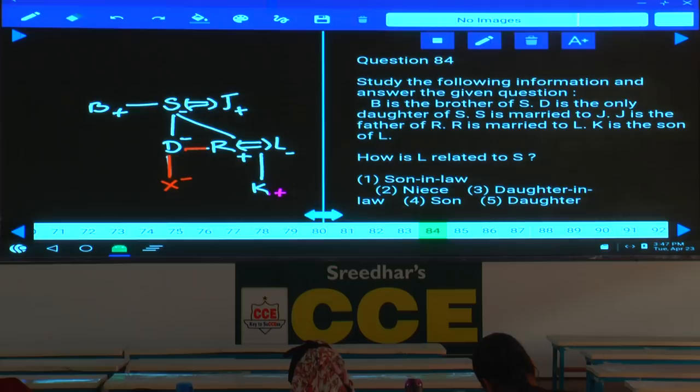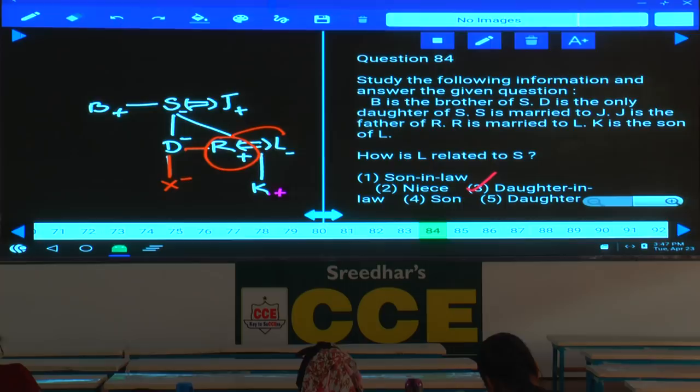Then question number 84. Now in this 84, how is L related to S? S's son is R, and the son's wife is daughter-in-law, choice 3. Question number 84, it is choice 3.